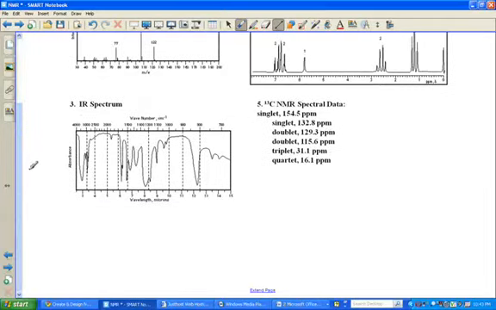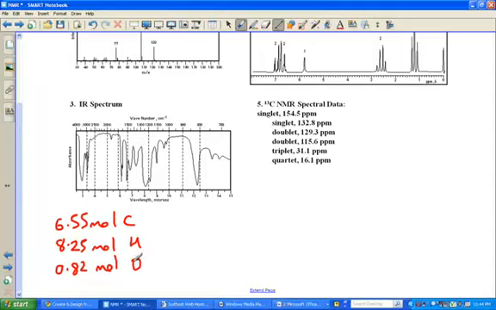So if you do that, what you end up with is something that looks like this. You get approximately 6.55 moles of carbon. You get approximately 8.25 moles of hydrogen, and you get also approximately 0.82 moles of oxygen. And of course, to get to the empirical formula, you just divide each of these through by the smallest, which ends up giving you a formula that looks like this: C8H10O. All right.